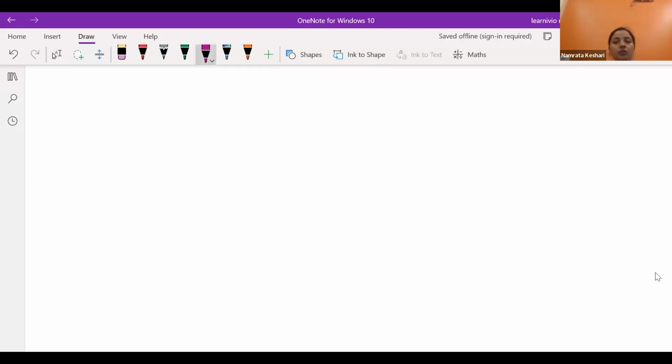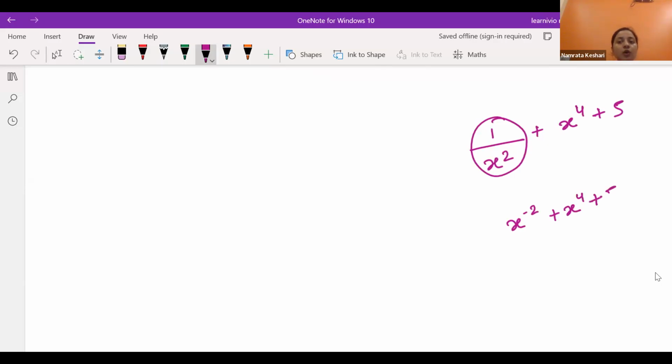No, ma'am. Okay, you will always find examples like this, that 1 by x square plus x to the power 4 plus 5. Is it a polynomial? So quickly you will say that this can be written as x to the power minus 2, right? So it's not a whole number. Yeah, this power is not a whole number, hence not a polynomial. Even though one variable is there, it's not a polynomial.